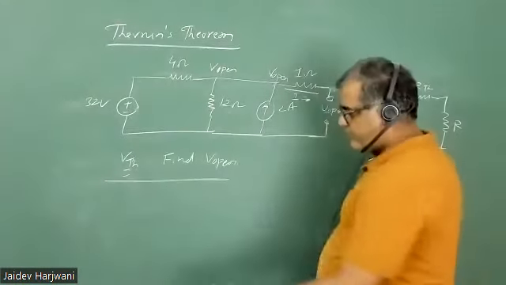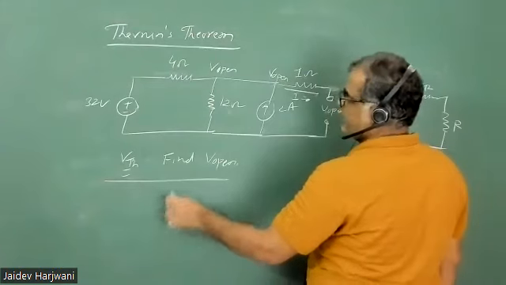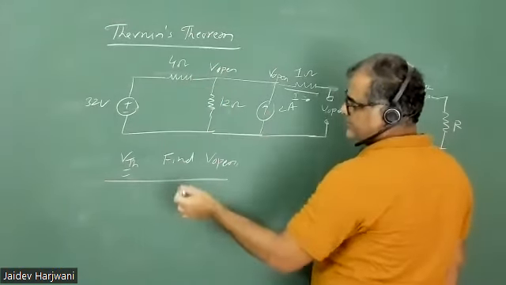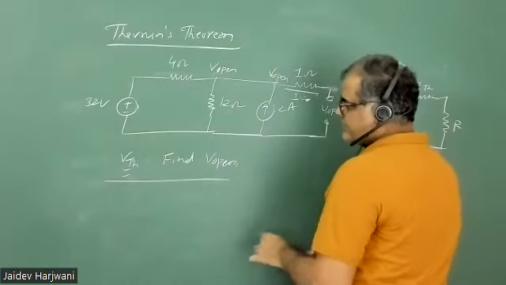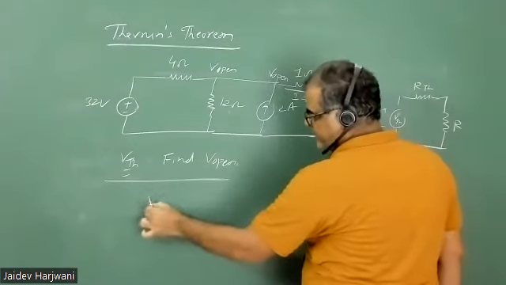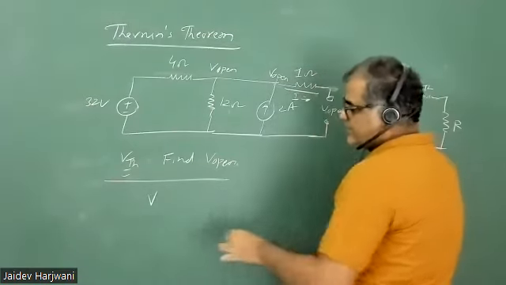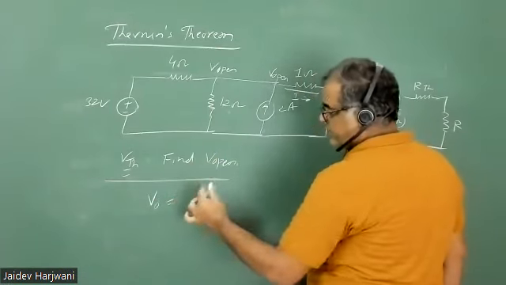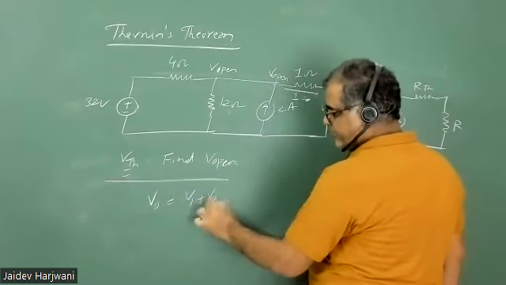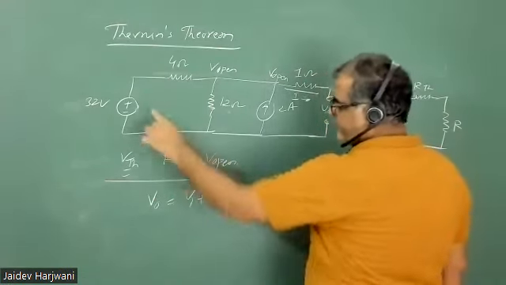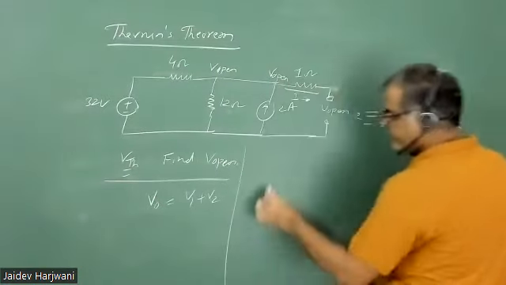For V open, either you can apply nodal analysis directly or the superposition principle. Let me apply the superposition principle because we are learning that one, so you get one more practice. So V open will be V1 plus V2. V1 is due to the 32 volt source. Let me find V1 first.